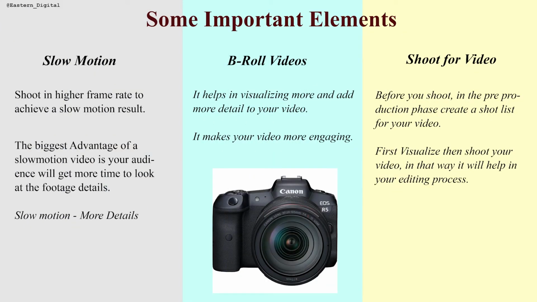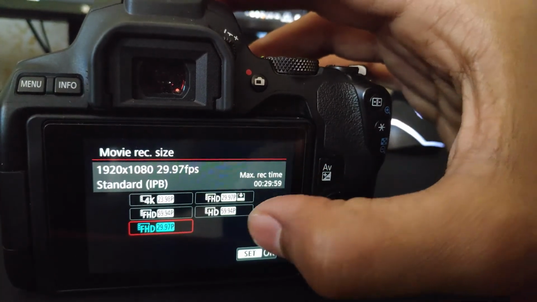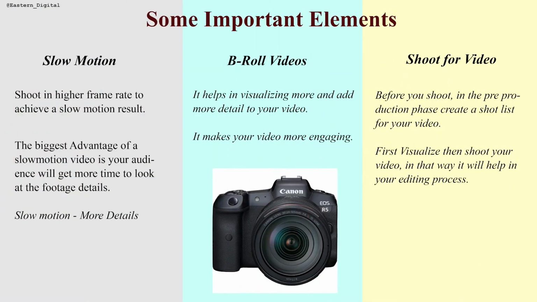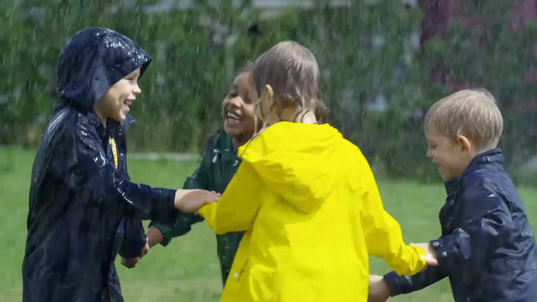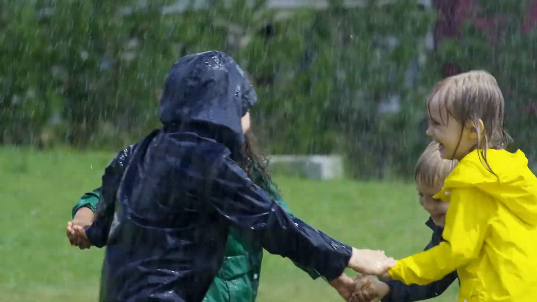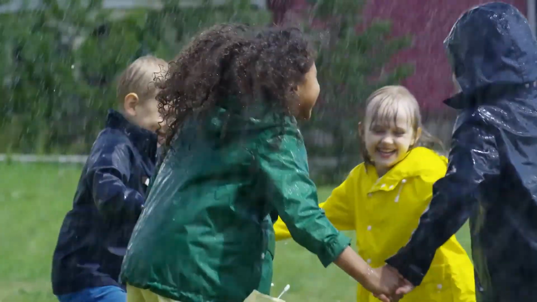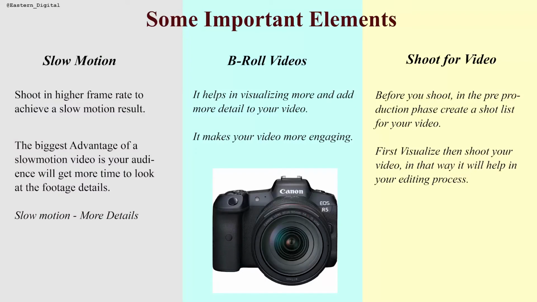By shooting at a higher frame rate, you will be able to get good slow motion in your post-production or editing process. I recommend you shoot at least at 60 fps to get good slow motion footage without any lag. The biggest advantage of slow motion video is that your audience will get more time to look at the details of the video. Mostly the action scenes are shown in slow motion so that the audience can grab more details out of that.